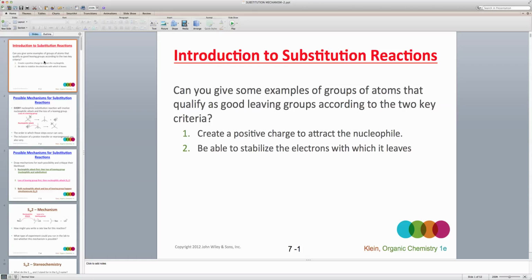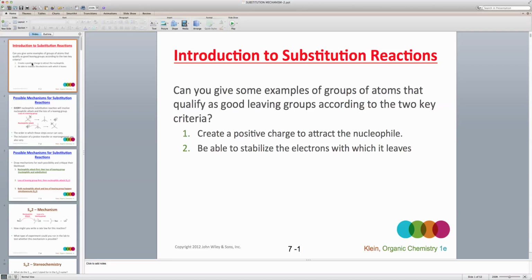But criteria number 2 is also very important. It has to be able to stabilize the electrons with which it leaves. So in this context, something like OH minus is not a good leaving group because it's really not capable of being stable without it coming back and re-reacting with the carbon electrophile.